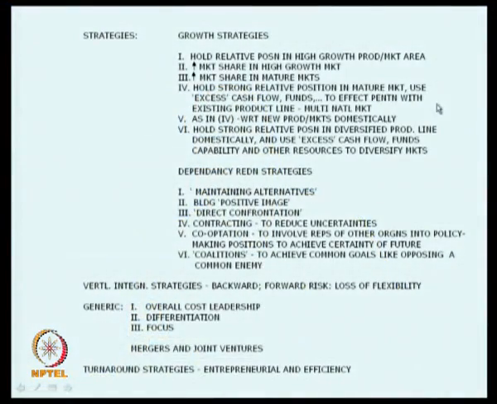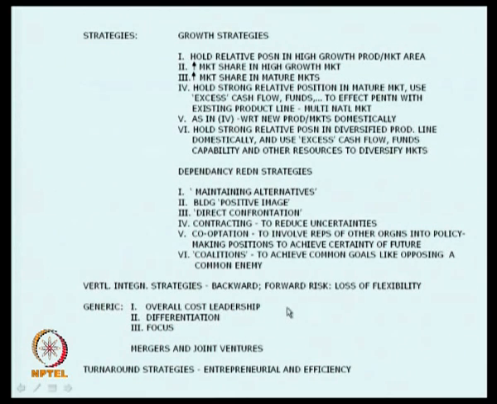So, what have we done? We have looked at the different strategies, the growth strategies. I have provided for you 6 possible examples of growth strategies. We have looked at dependency reduction strategies. Again, I have given you 6 possible examples. Then we have looked at the vertical integration strategy. It can be backward or forward. The risk is the loss of flexibility.